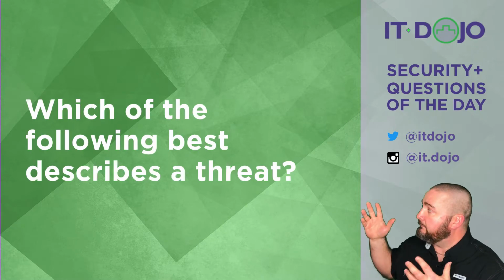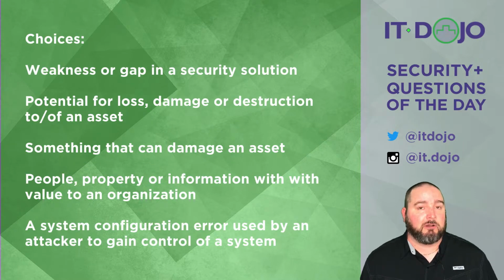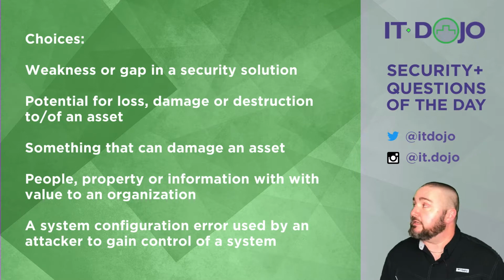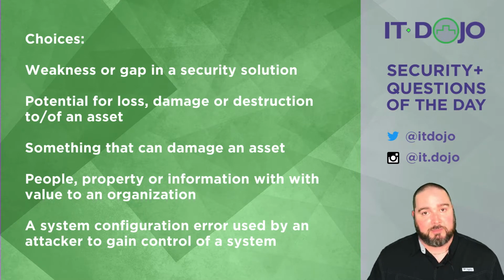All right, question number 2 today. Which of the following best describes what a threat is? Click pause, give them a read. When you're ready, click play. We'll talk it through. First item on the list is a weakness or a gap in a security solution. No, that is a vulnerability.